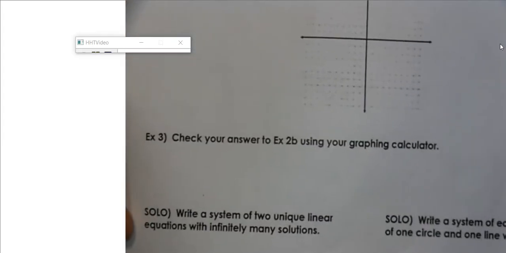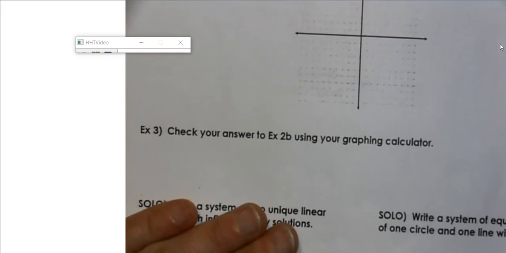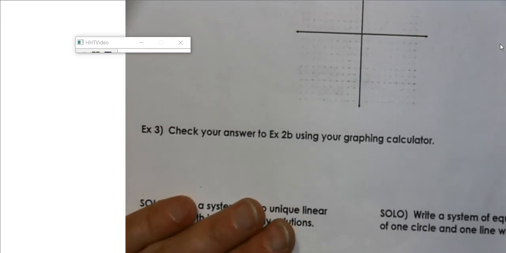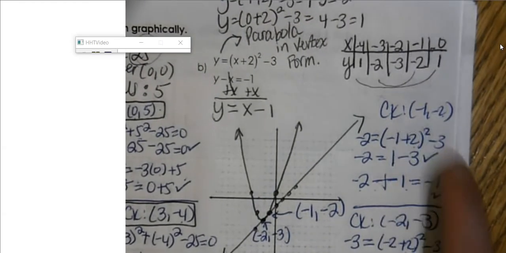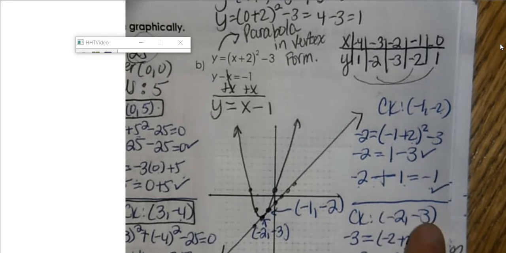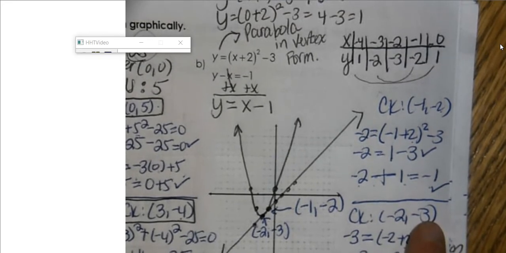So finally, for example number 3, what we want to do is use a graphing calculator to check our answer from 2b. Looking at 2b, our solutions were (-1, -2) and (-2, -3). And here's how you check using a calculator.